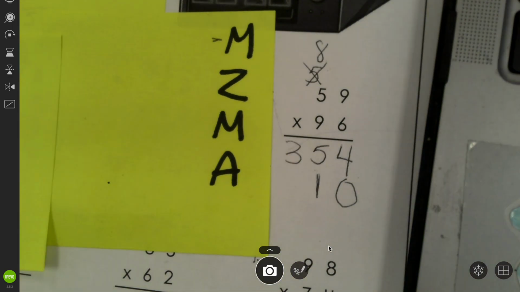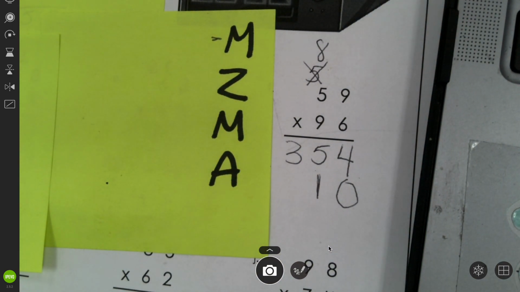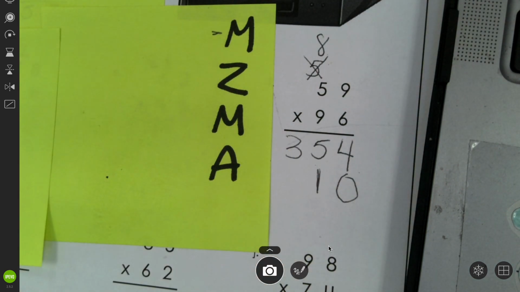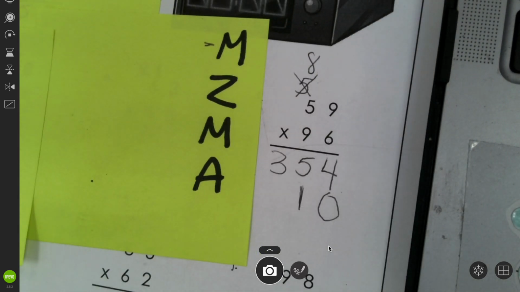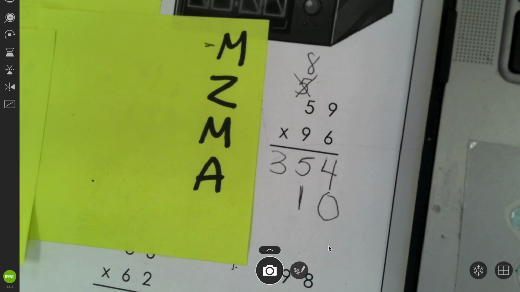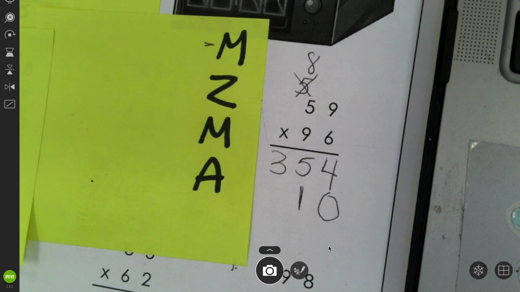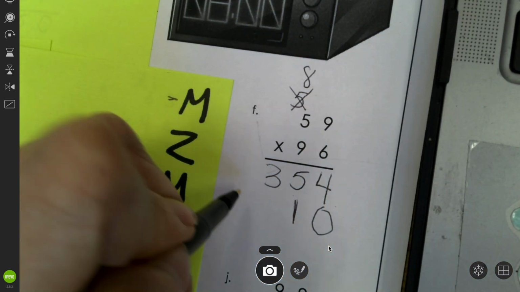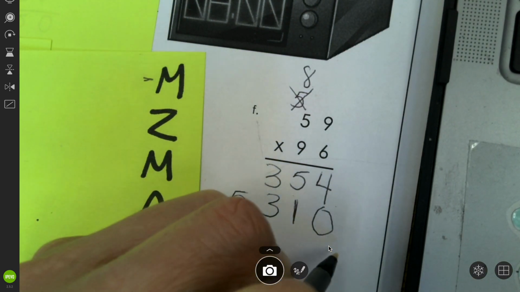Okay, so let me start over again. So 9 times 5 is 45, and we're going to add 8. So I'm going to start at 45 in my head and count up 8. 45, 46, 47, 48, 49, 50, 51, 52, 53. Woo! 53.